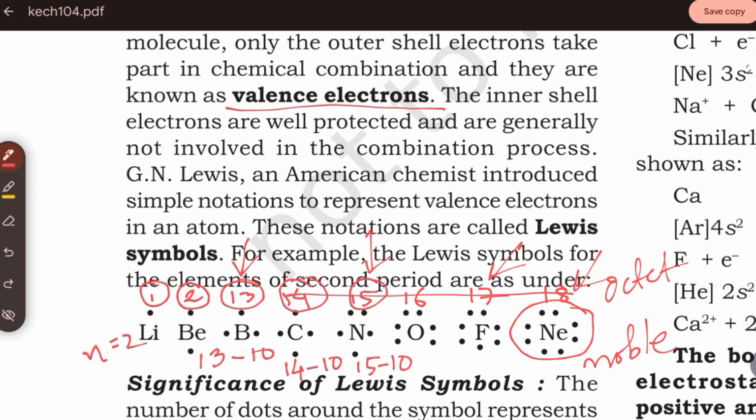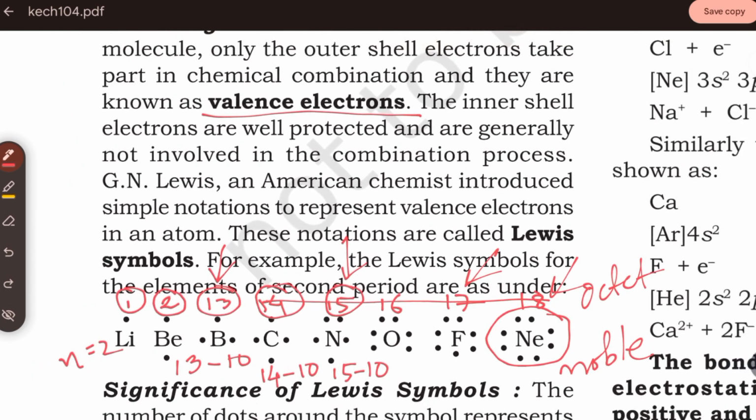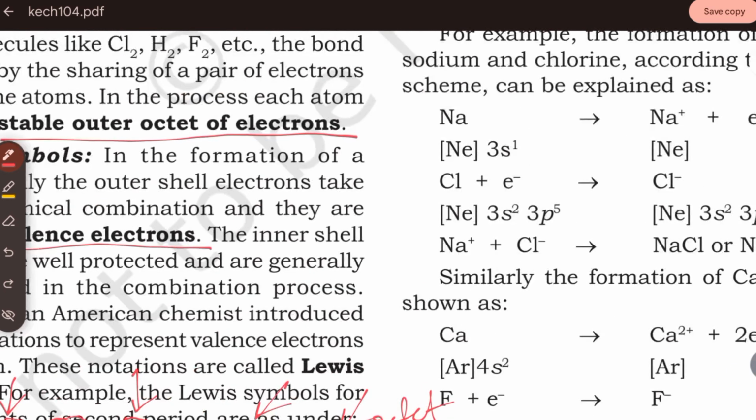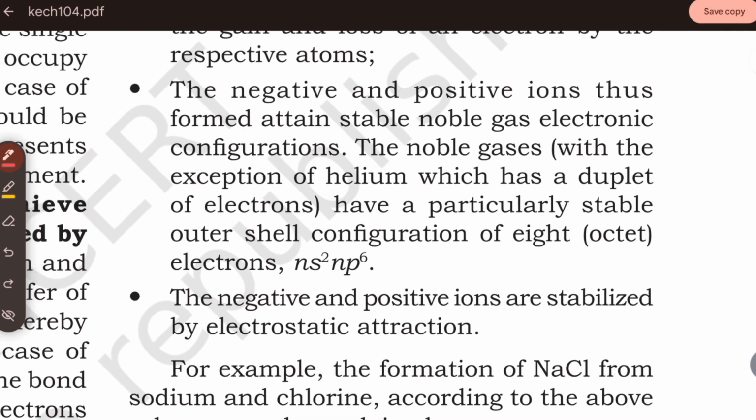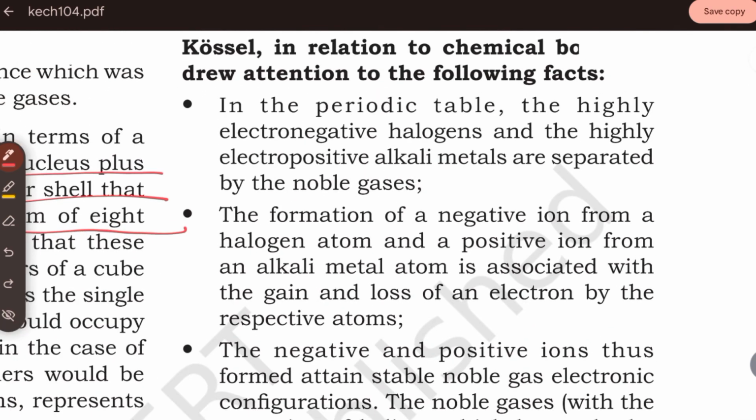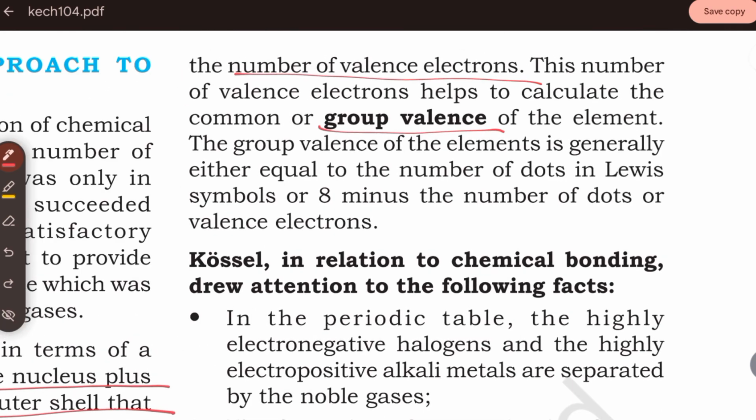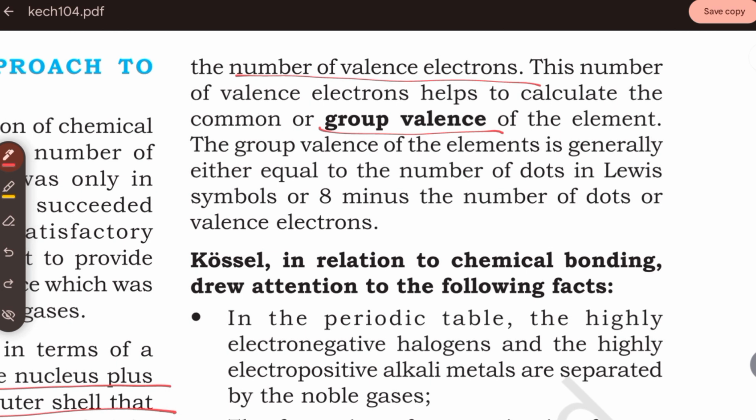Oxygen has 6 valence electrons. I ask which group it is, and you'll say, yes ma'am, it has 6 valence electrons, I do a plus 10 and I get 16. So you are correct, it is 16. So if I know the group number, I can talk about how many valence electrons it can have. If I know the valence electrons, I can even talk about the group number.